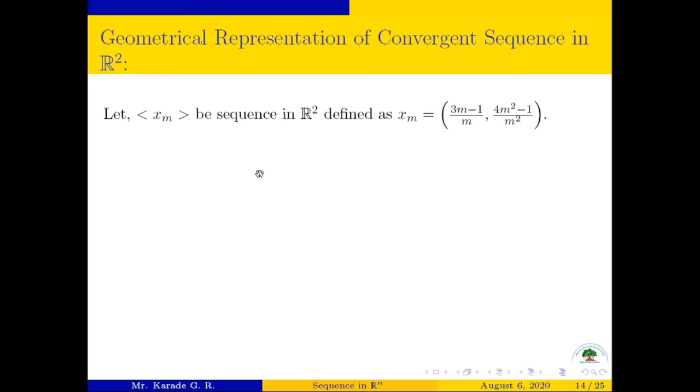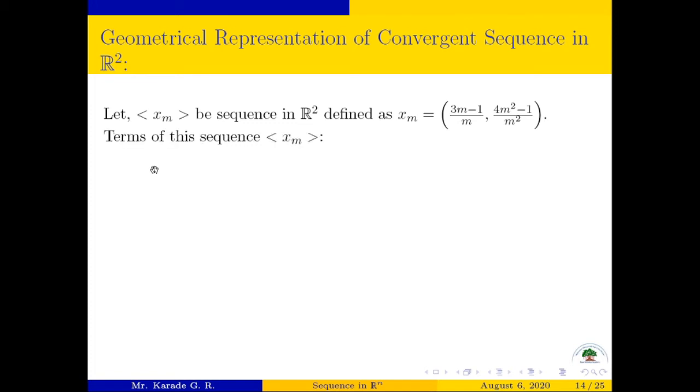Okay, so let us find the terms of sequence xm. So how to find the first term? If I put m equal to 1, you will get the first term of sequence xm. And if I put m equal to 2, then you will get the second term of that sequence. So each term of sequence xm is an ordered pair in R2.